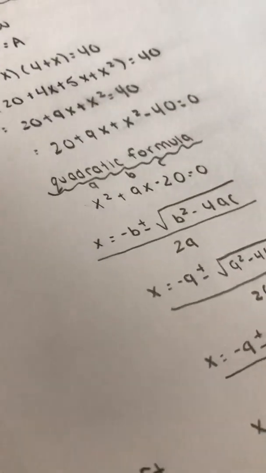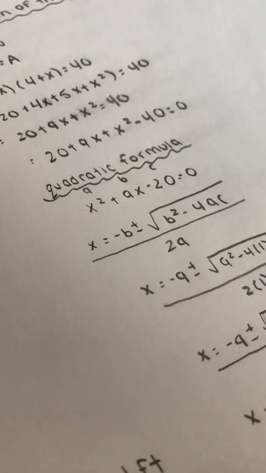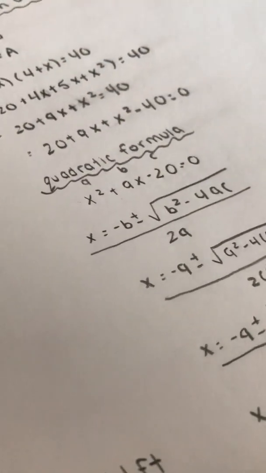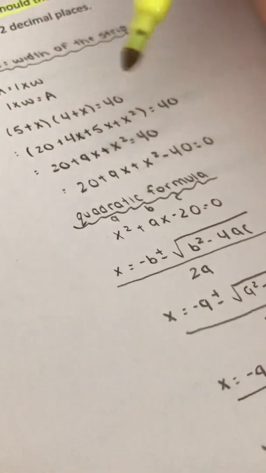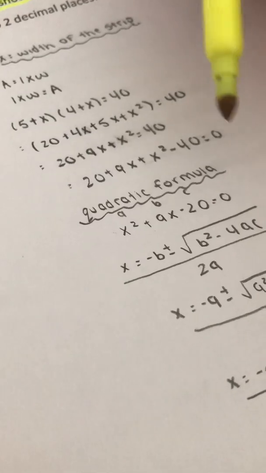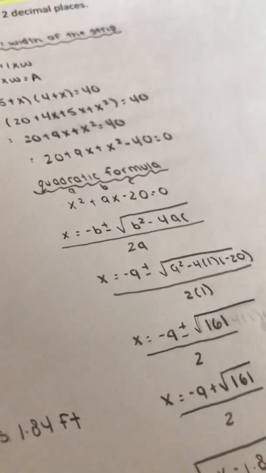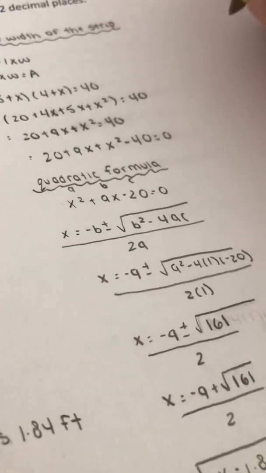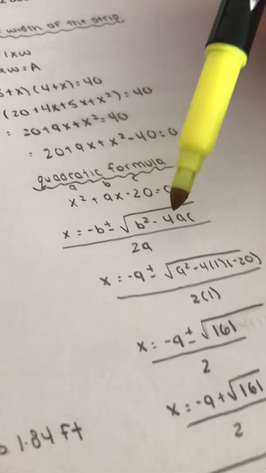You can do that in multiple ways. You can complete the square, you can factor it, or you can use the quadratic formula. You couldn't factor it, because I tried and it didn't work. I couldn't find any values that multiply to negative 20 and add to 9. And I know it's going to be a decimal because the question says round to 2 decimal places. So I used the quadratic formula, which is x equals negative b plus or minus the square root of b squared minus 4ac, divided by 2a. I labeled a, b, and c and plugged them into the equation.